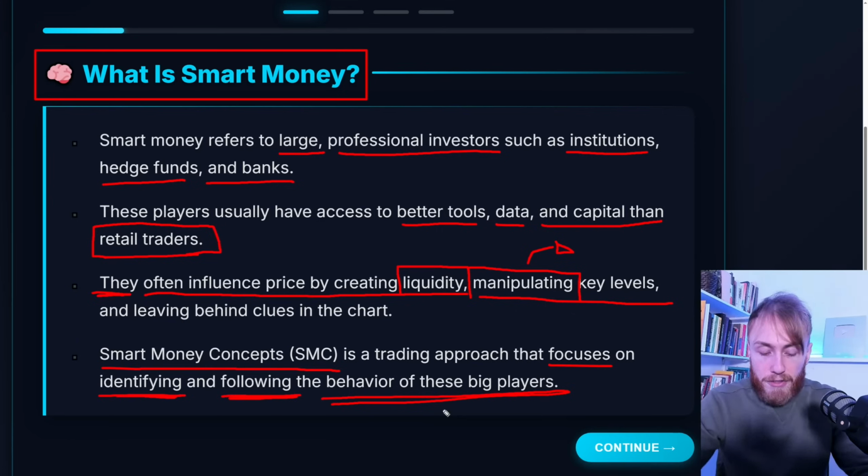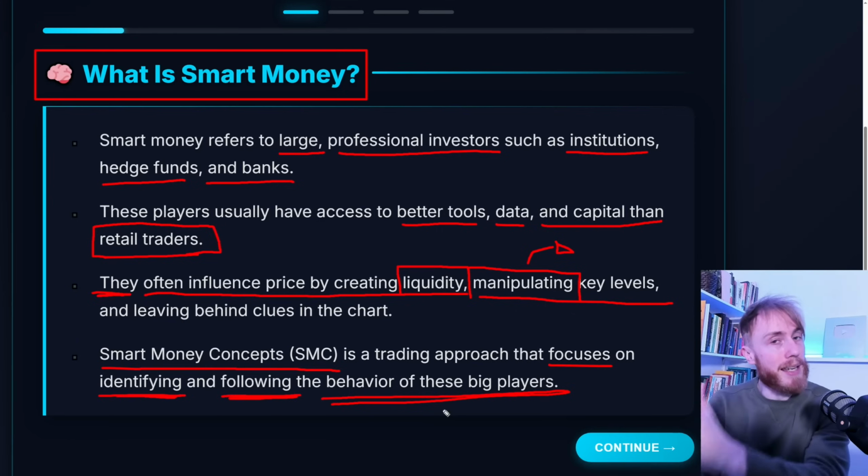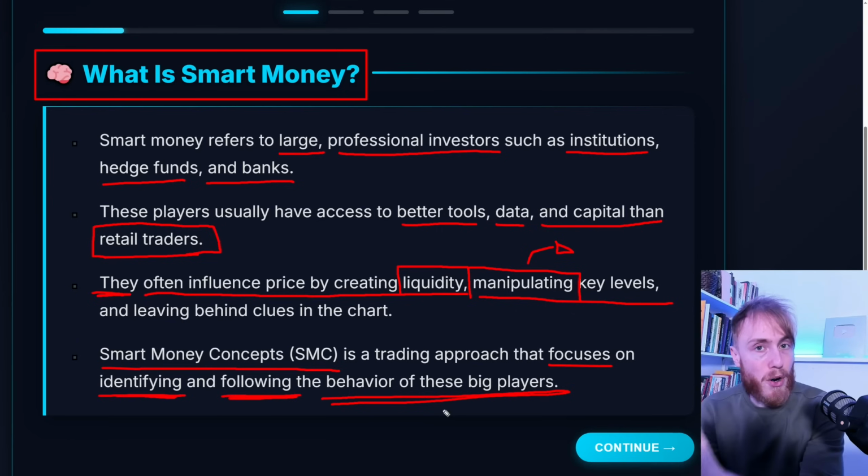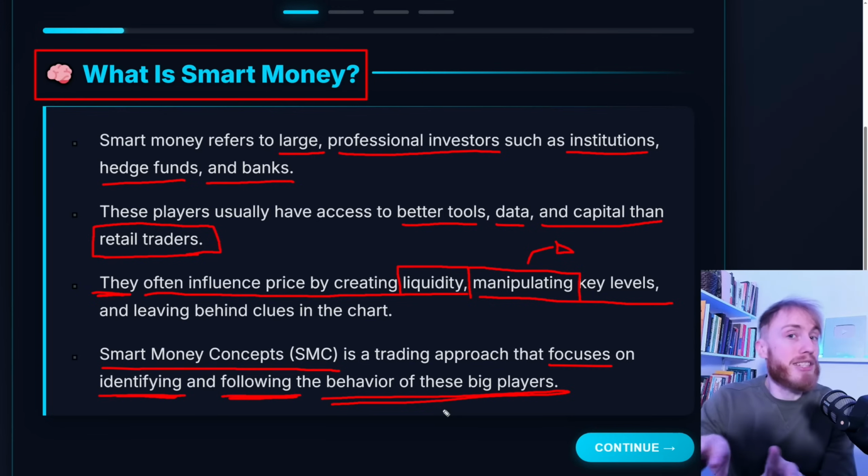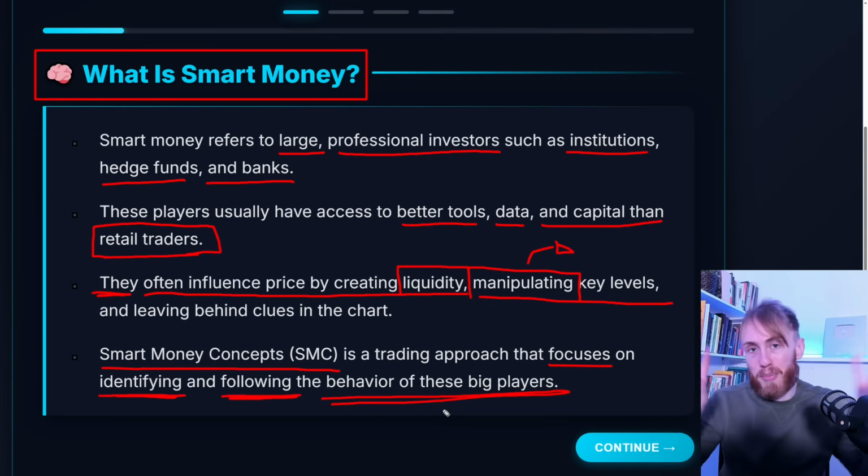If we can identify these things and trade in the same direction as smart money, then we can actually take advantage of the sort of manipulation that smart money uses. And that is what smart money concepts is all about. So yeah, guys, I hope this sounds interesting, and make sure to lock in, because now we are diving into the first concept.